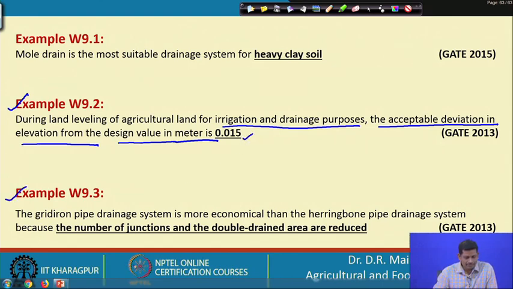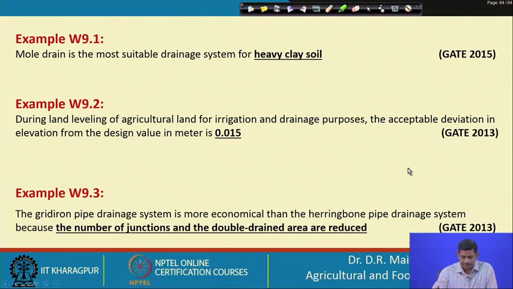And example 3, the gridiron pipe drainage system is more economical than the herringbone pipe drainage system because the number of junctions and the double-drained area are reduced. So, this we have already discussed. The gridiron, that is a parallel grid drainage system, is more economical than herringbone, because the herringbone consists of a lot of joints, and there is also the problem of double drainage, because of the shape of the drainage.